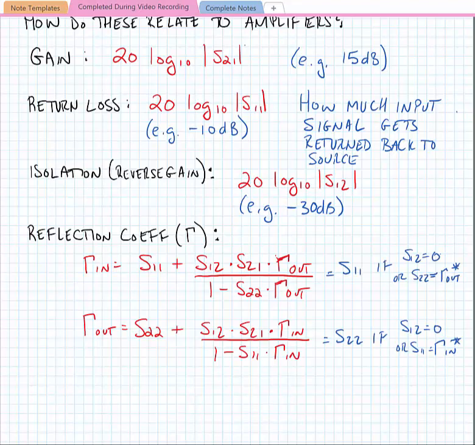It's important to note that gamma in is equal to S11 if the reverse isolation is perfect. In other words, S12 is equal to 0, or if the output port is perfectly matched to its load. In other words, S22 is equal to gamma out complex conjugate. The same is true for gamma out. Gamma out is equal to S22 if S12 is equal to 0, or if S11 is equal to the complex conjugate of the input reflection coefficient.